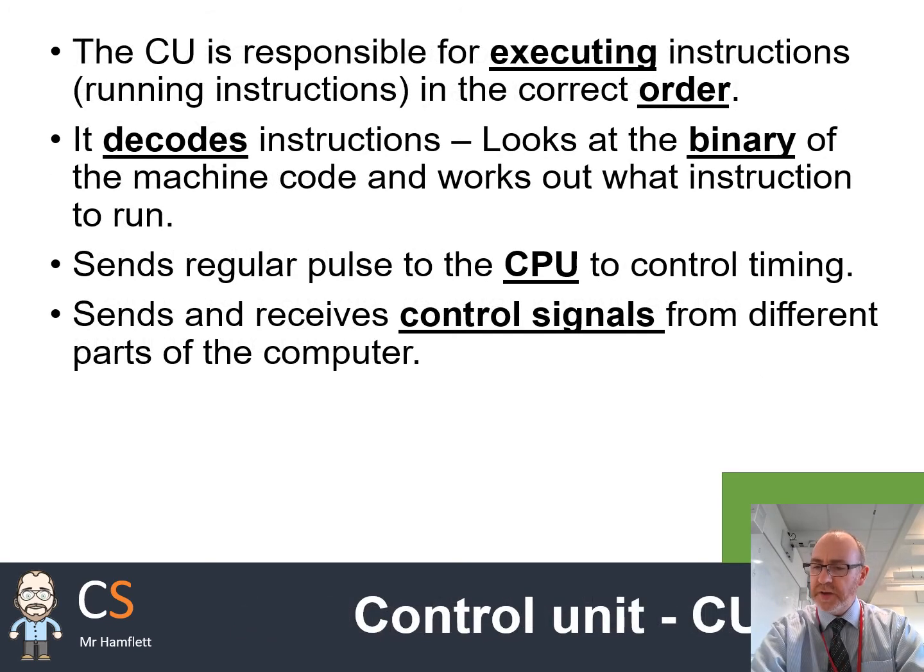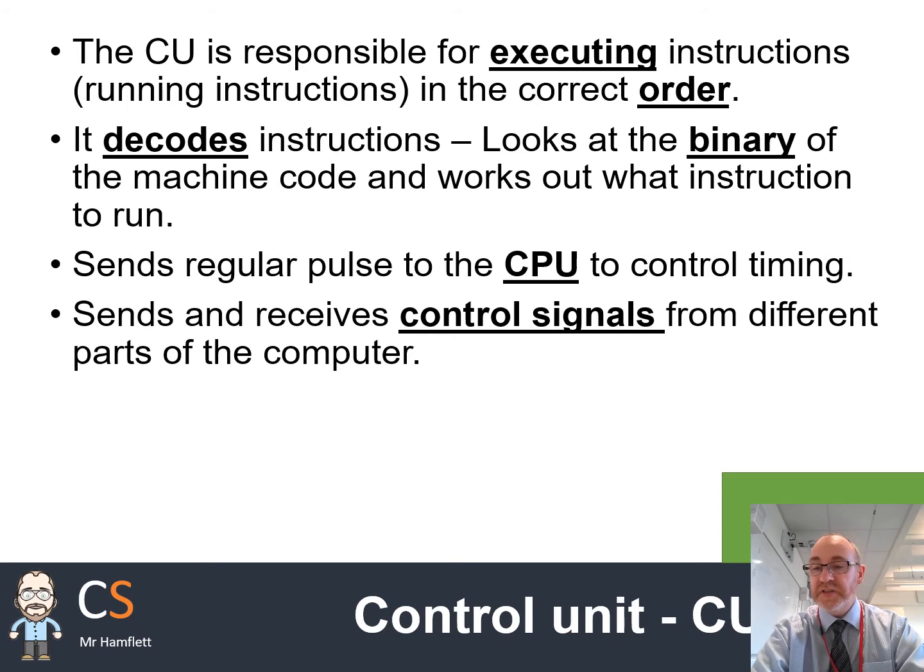The control unit is a bit hard to understand, so we're going to take our time when we go through these points. First of all, it's responsible for executing instructions in the correct order. So it has the responsibility of dealing with if statements and while loops and functions and all those kinds of things, which in machine code are called branching or jumps.